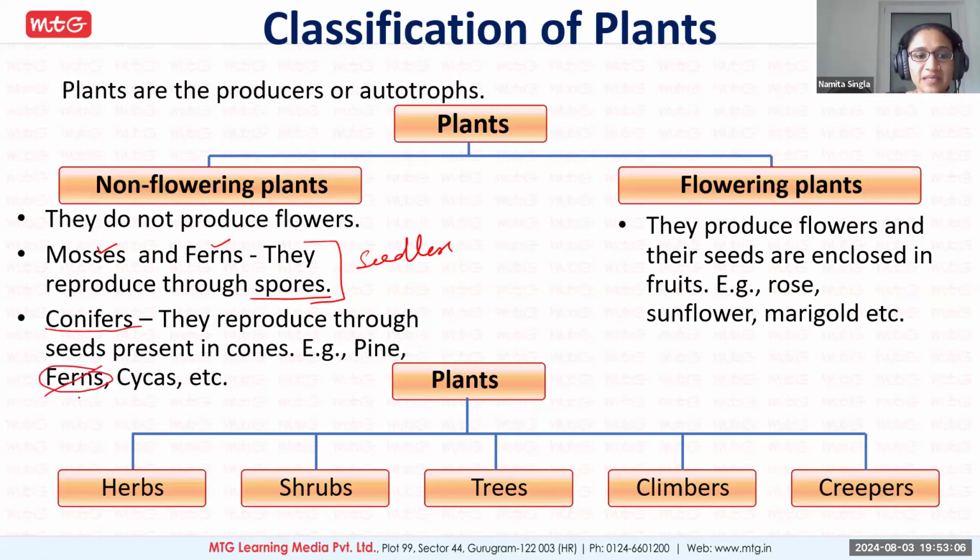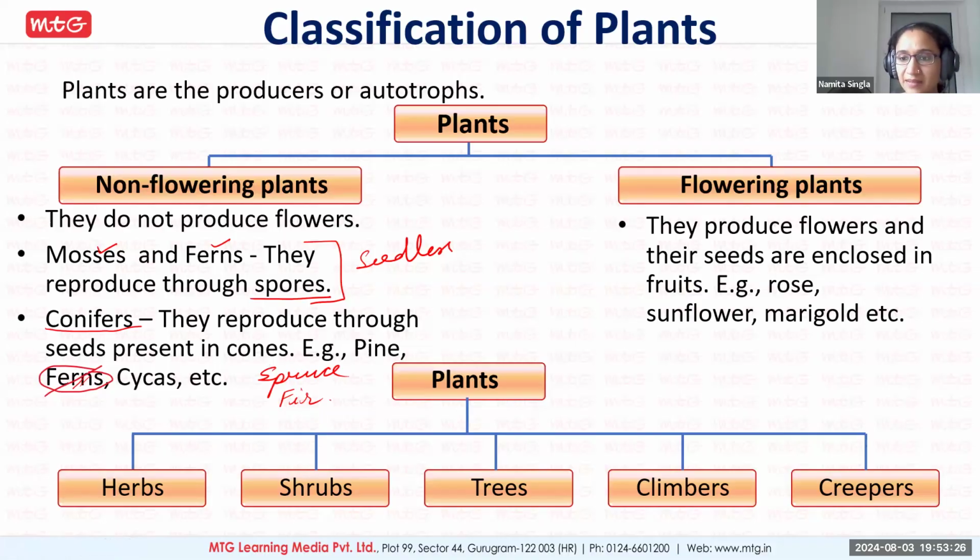Whereas these conifers, please cut ferns here. Ferns are a different group of plants not included under conifers. Conifers are pine, cycas, spruce. Spruce is also a conifer. Then fir is there. These are various plants which occur in mountain regions and they show the presence of cones. Cones are equivalent to fruits.